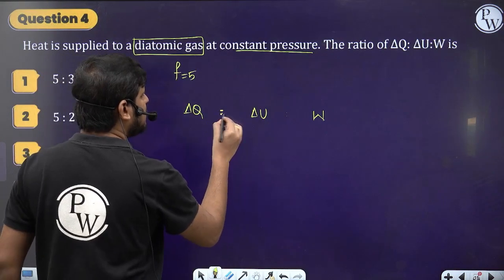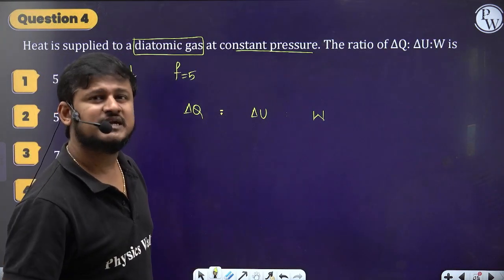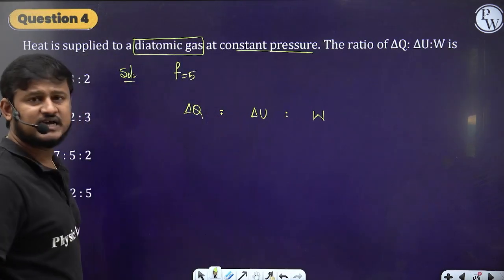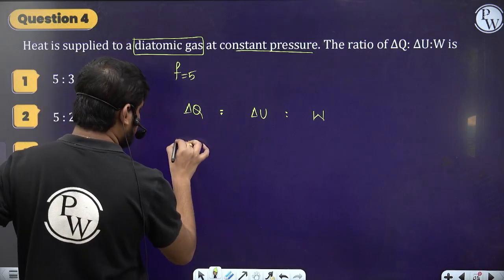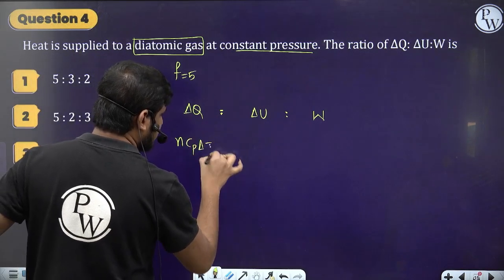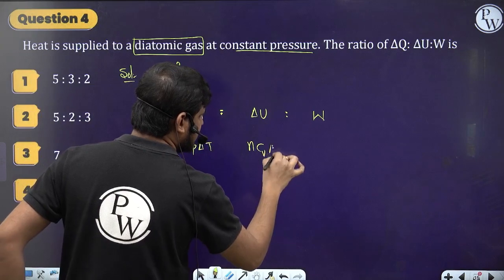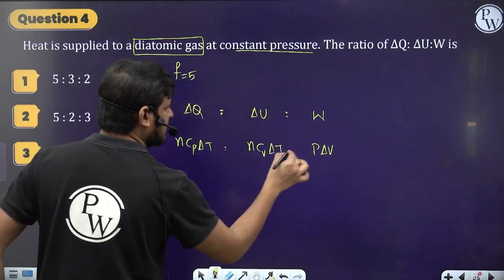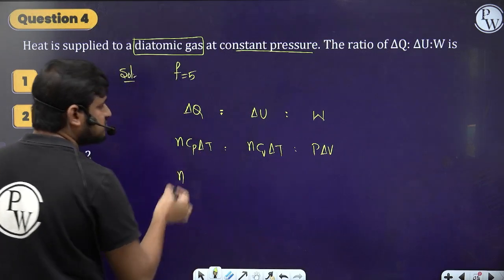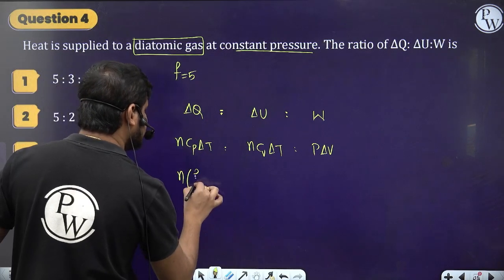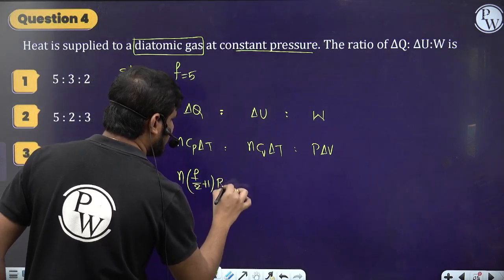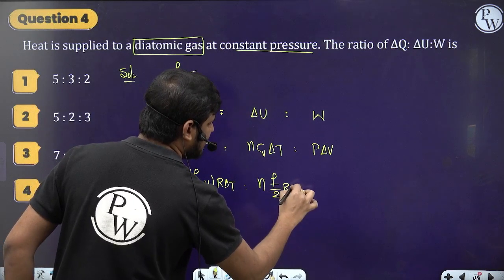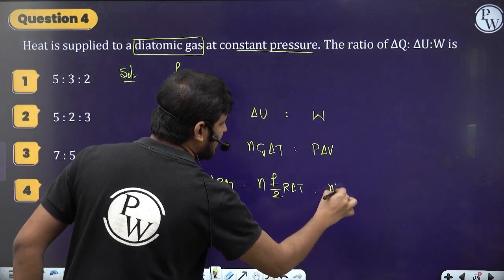So even if you want, you can go for gamma, but that's going to be decimals, so there is no need to go for that. So directly let's go for delta Q in terms of degrees of freedom. Here I know nCpΔT, nCvΔT, and W is PΔV. So I can write n into, in terms of degrees of freedom, Cp is (f/2 + 1)R ΔT, n into Cv is (f/2)R, and nRΔT for the work.